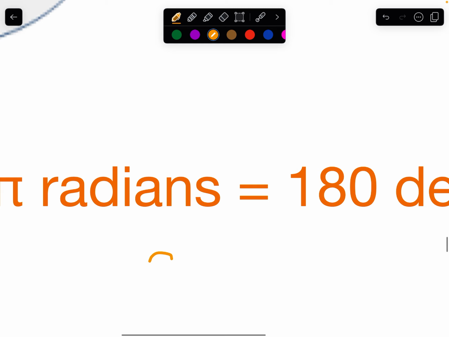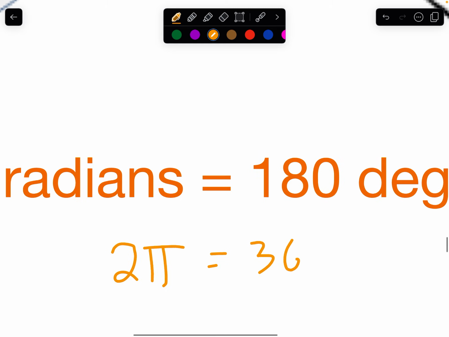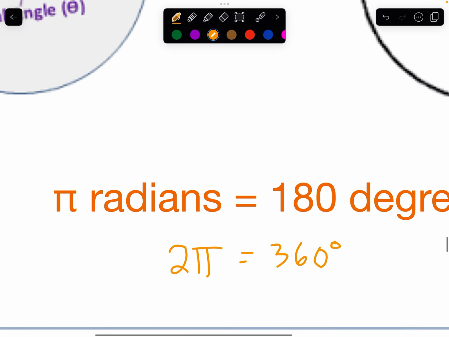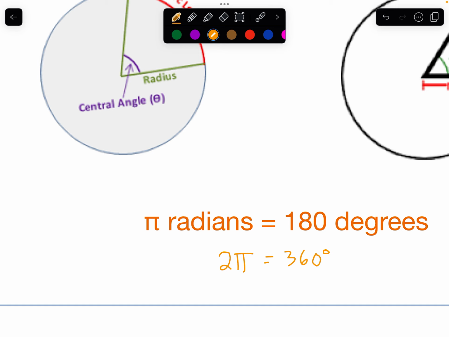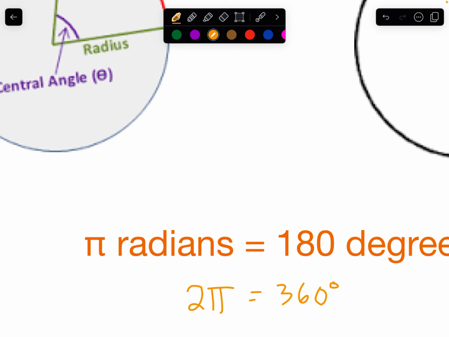I'm going to write down a couple more then that we could find based off that. 2 pi radians then would be 2 times 180 or 360 degrees. So one trip around a circle, all the way around 360 degrees, is 2 pi radians. It's also helpful for us to know what half of this relationship is. So if you take pi and cut it in half, take 180 and cut it in half, you'll get 90 degrees. So 90 degrees is equivalent to pi over 2 radians.